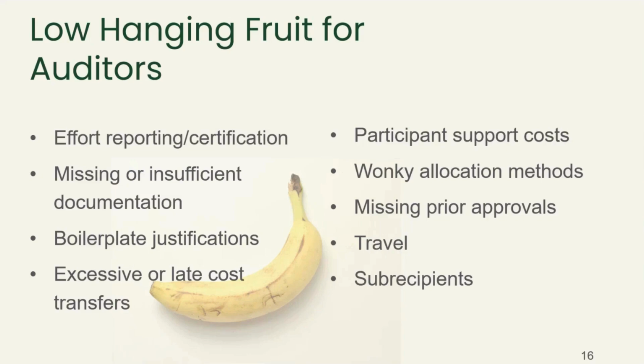What about allocation methods? If we have a wonky allocation method out there and we've charged something to more than one funding source, we need to explain what we're doing. So we should always outline the allocation method used in these cases and ensure that they're reasonable, beneficial to both projects, and followed consistently. The next one is travel, which is always a hot topic.